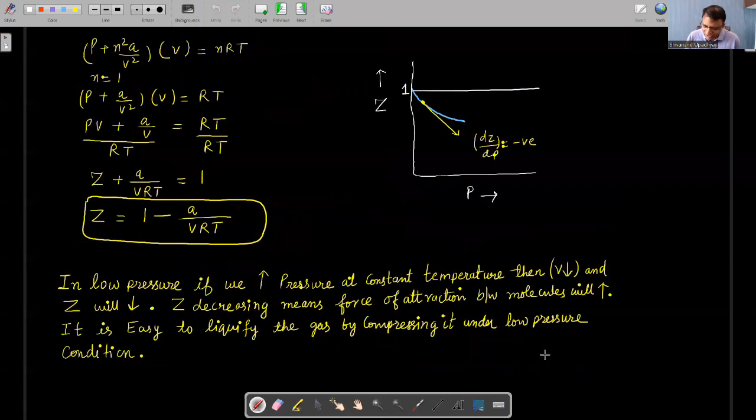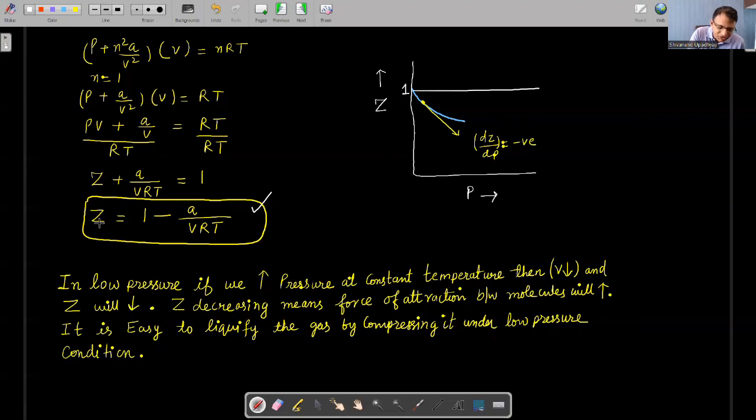So now if we neglect the volume correction in the van der Waals real gas equation, we can write (P + n²a/V²)V = nRT. Putting the value of n = 1, we can further simplify: (P + a/V²)V = RT. If we divide both sides by RT, the left hand side will be PV/RT, which is Z, plus a/VRT, and the right hand side is equal to 1. Or we can say that Z = 1 − a/VRT. So this is in the low pressure range.